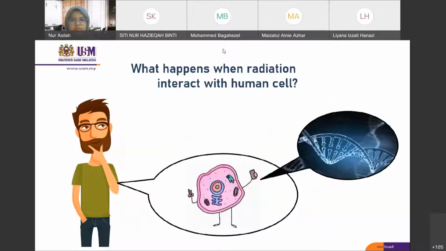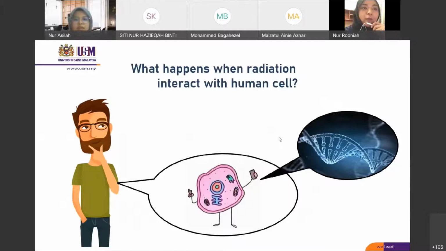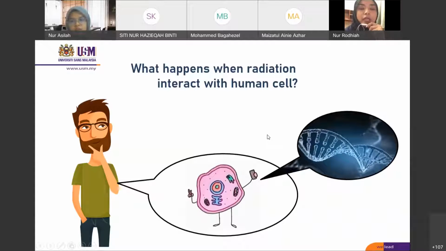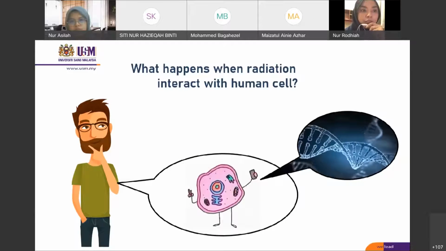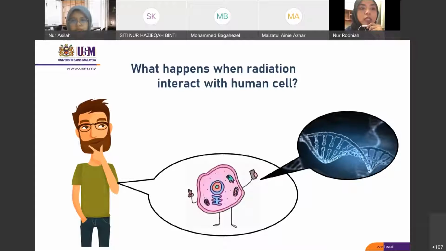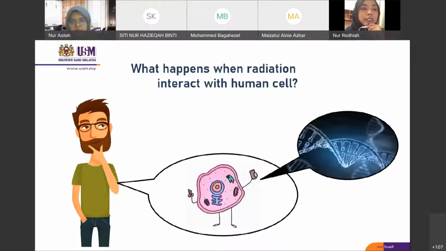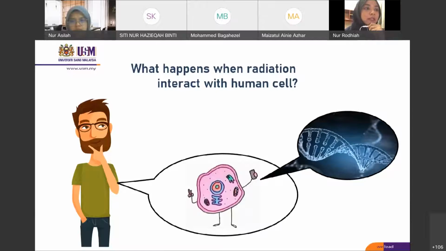So, how does radiation interact with the human body? What actually happens when radiation interacts with the human body? Our body is composed of trillions of cells. They provide structure for the body and carry out specialized functions. Cells also contain the body's hereditary material and can make copies of themselves, and we call this DNA. DNA is the hereditary material in humans and almost all other organisms. Most DNA is located in the cell nucleus. Next slide.